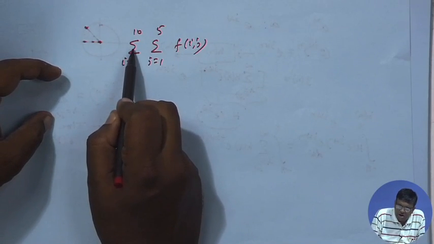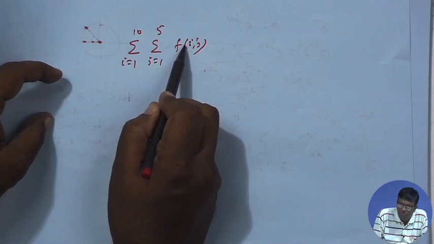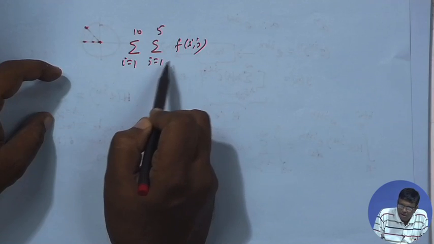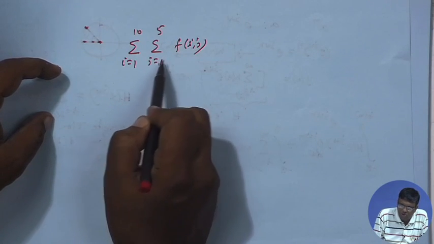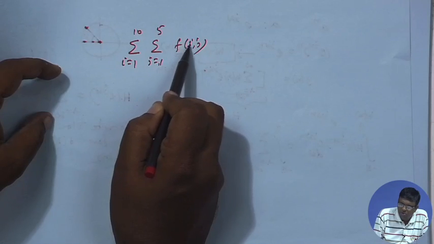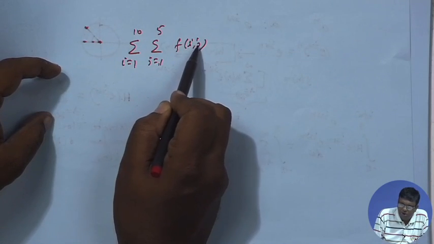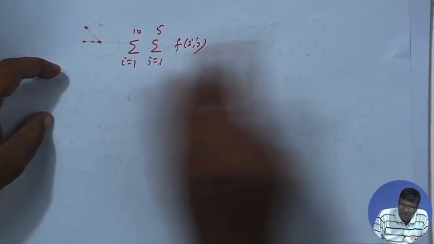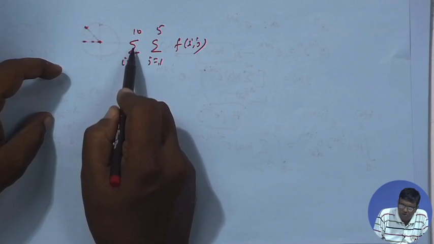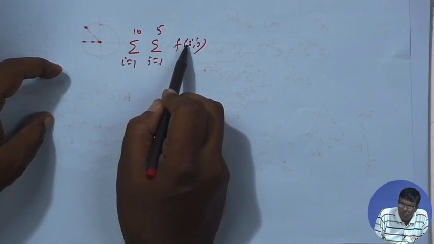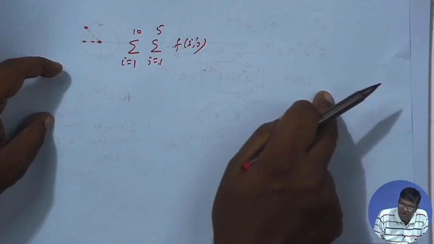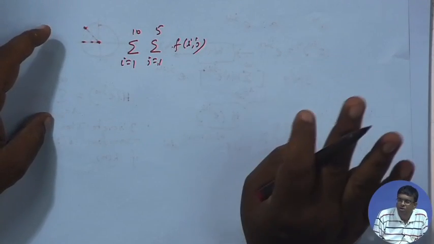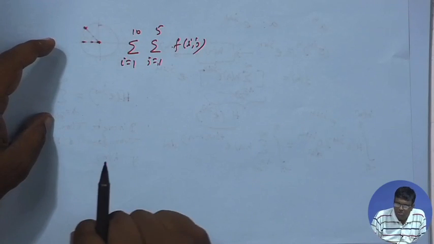Every time you fix an i, say equal to 1, put that here, f first coordinate 1. Then take j equal to 1, f 1 comma 1, j equal to 2, f 1 comma 2, j equal to 3, f 1 comma 3, like that up to f 1 comma 5, add them, get a result. Next again change i to 2, so f of 2 comma 1, f of 2 comma 2, f of 2 comma 3, f of 2 comma 4, f of 2 comma 5, add them, get another result, and proceed like that and add all of them. This is the meaning of this summation.